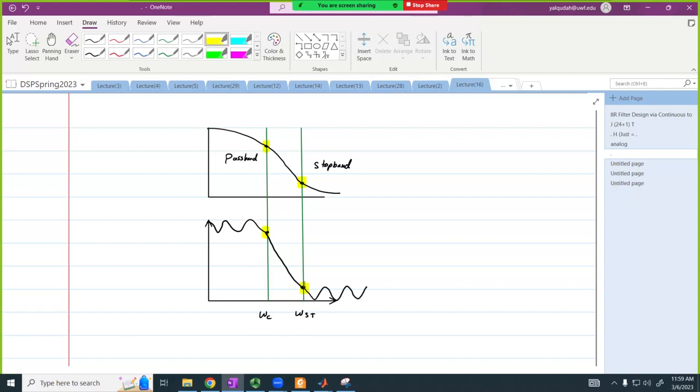What does that mean? All I want at omega stop is to have this much attenuation. This meets it, doesn't it? This is how much attenuation. However, the Butterworth not only meets it, every other frequency is going to get more attenuation.